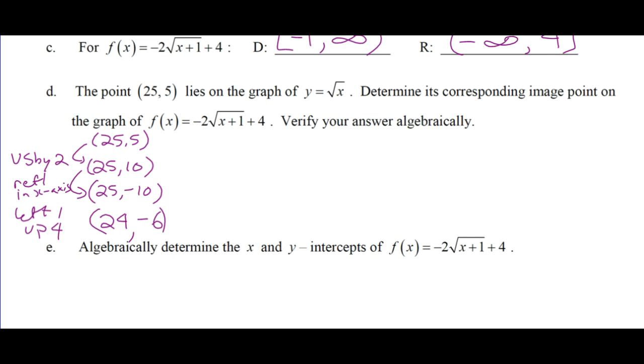So we have the point (24, negative 6), which is a point. Therefore, it's enclosed in parentheses. Say this is a point.